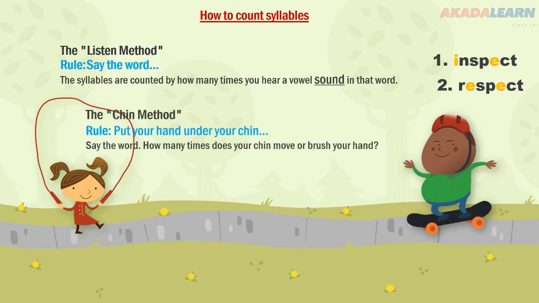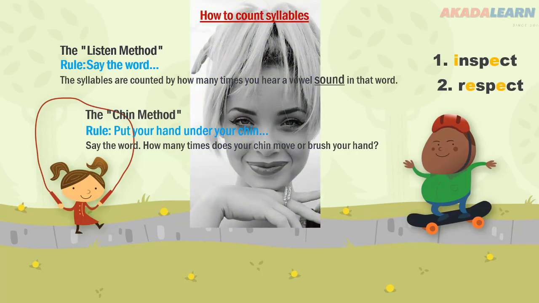Alright, let's look at another method for counting syllables. This is the chin method. In the chin method, the rule is simple. You put your hand under your chin like you see in this picture, and you say the word. Put the back of your hand under your chin, and then you count how many times your chin moves or brushes your hand when you say a particular word, and that will give you the number of syllables in that word.